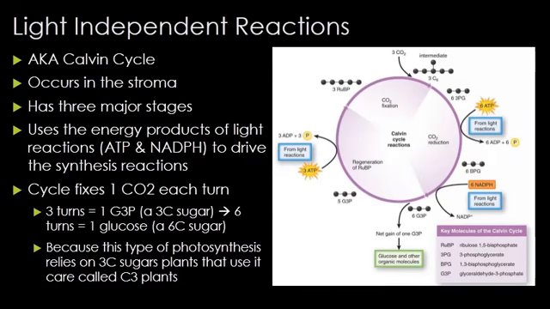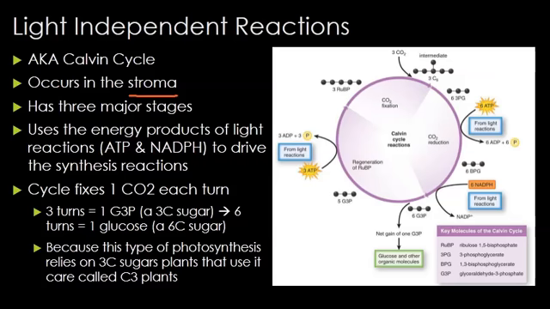The light-independent reactions, or the Calvin cycle, do not require solar energy. So it's not called the dark reactions. That's a misnomer because it happens in the light or the dark. It just does not require energy from light. Therefore, it is light independent. This occurs in the stroma, not in the thylakoid at all, in the fluid inside the chloroplast. And there are 3 major stages, which we'll look at in a little bit.